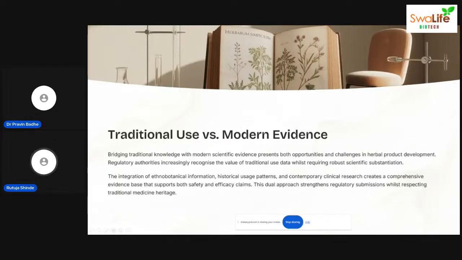Next is traditional use versus modern evidence. One of the biggest strengths and challenges of herbal medicine is their long history of use. Regulatory authorities now increasingly accept traditional evidence, but they still require robust scientific data. The best submissions blend ethnobotanical knowledge and historical records with modern clinical and non-clinical research. This dual approach respects heritage while meeting today's scientific standards.